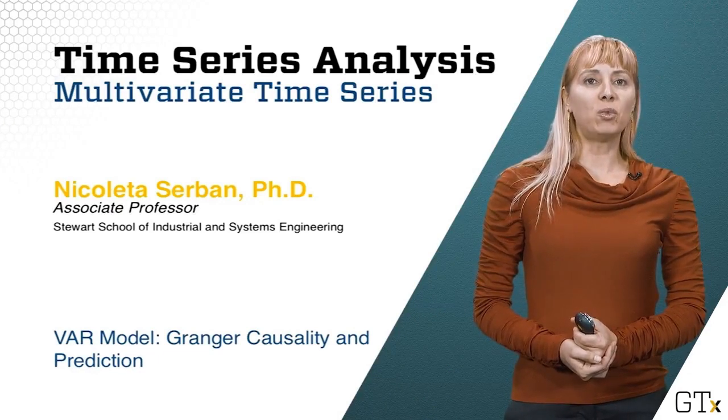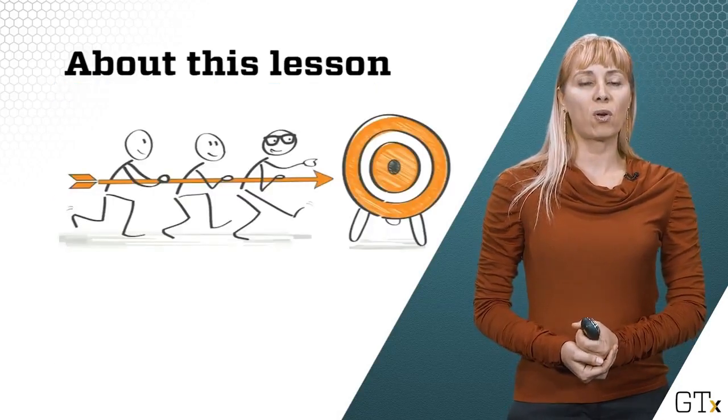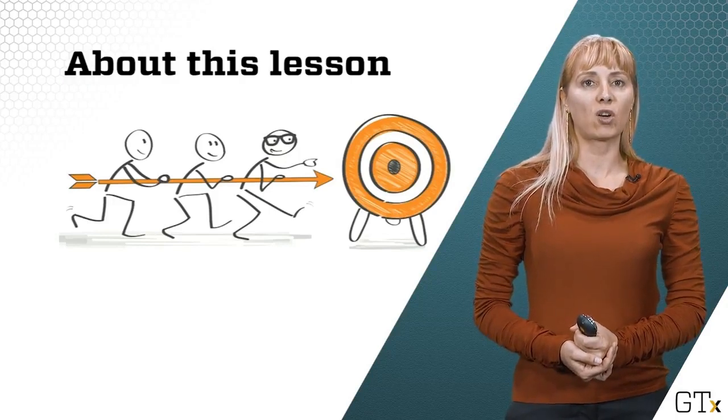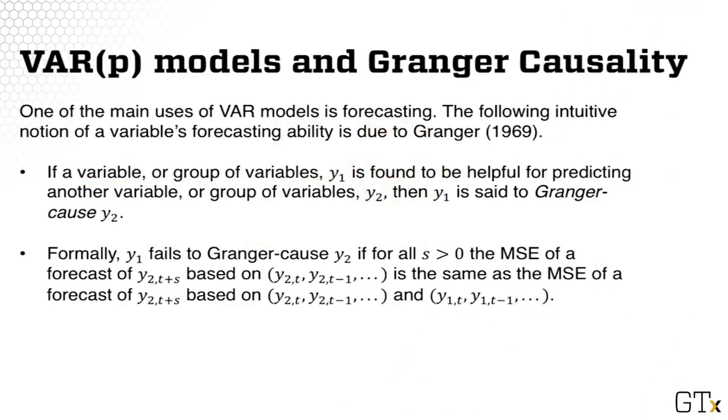This lecture is on multivariate time series analysis, and for this lesson, I will introduce a concept that is very important in multivariate time series analysis, particularly Granger causality, and I'll also introduce prediction for the VAR model. The structure of the VAR model provides information about a series of time series along with forecasting ability for other time series. The following intuitive notion of a variable's forecasting ability is due to Granger, who introduced the concept in 1969.